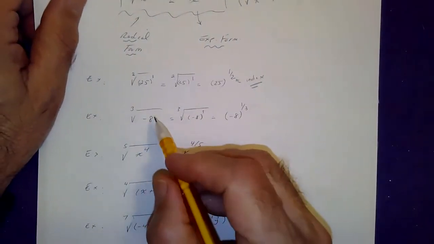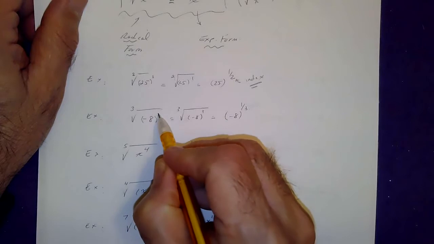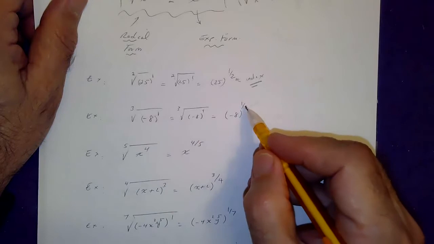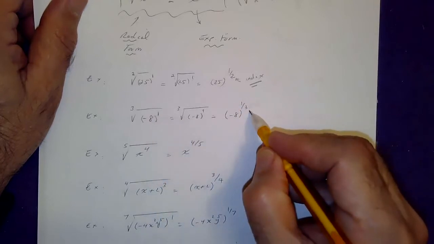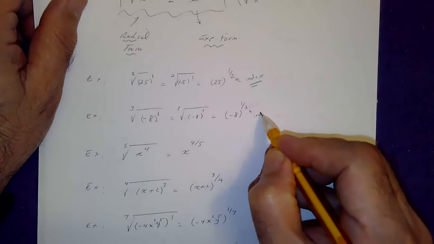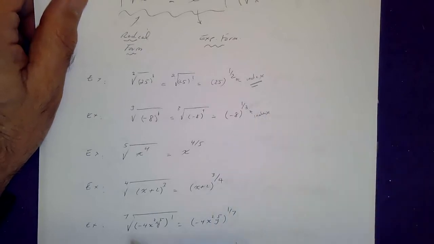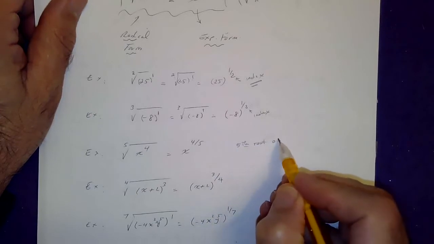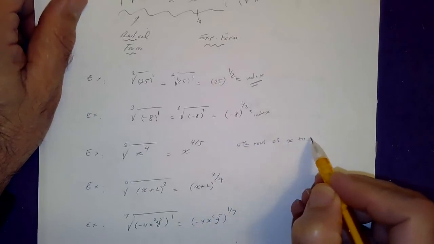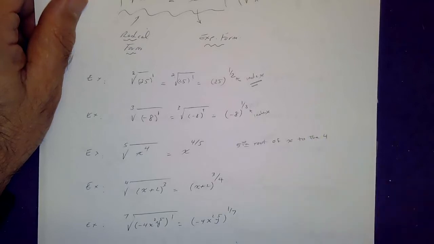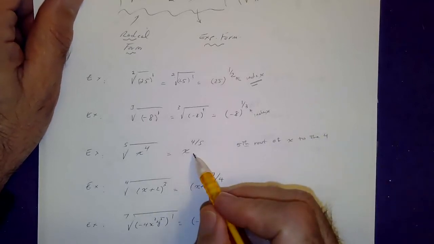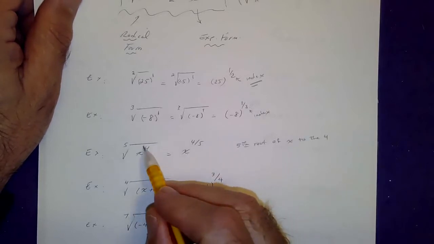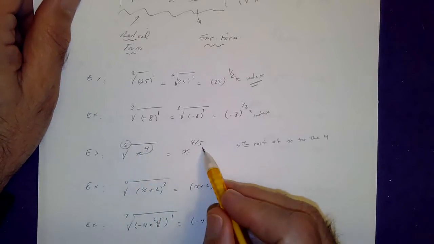Cube root of -8. Remember, negative 8 has an invisible power of 1. So that would be -8 to the power of 1 divided by 3. Remember, the denominator is always the index. How do you read this? You read this as the 5th root of x to the 4. The exponent form of this radical is x to the power of 4 divided by 5.